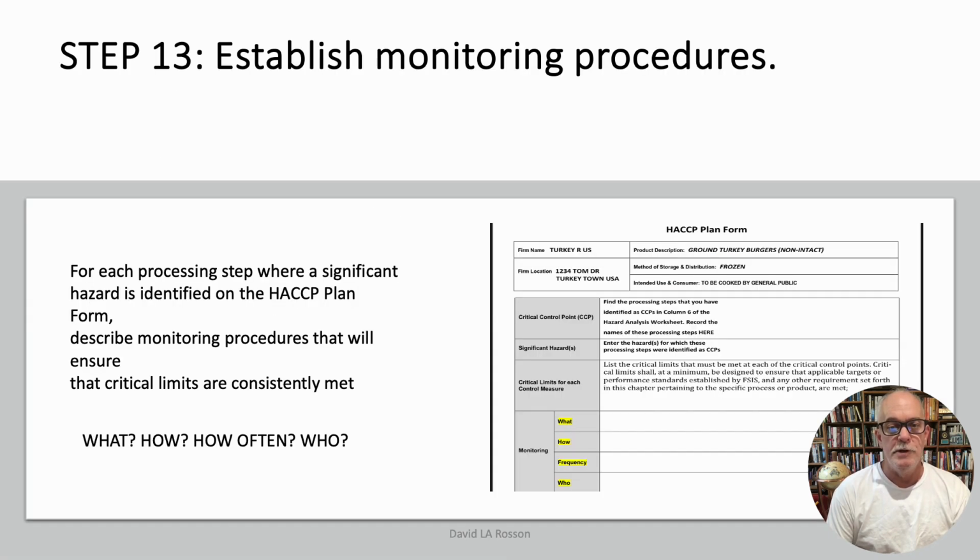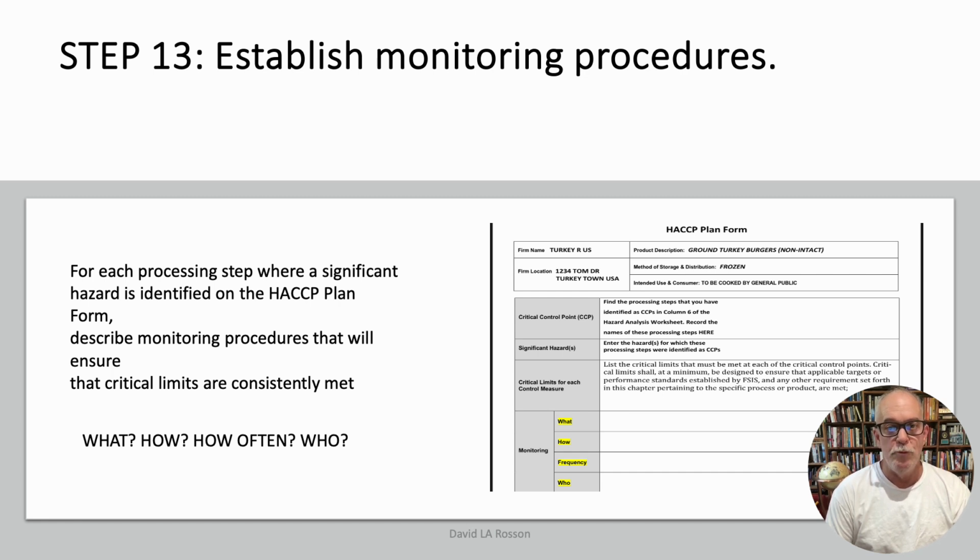Now that we said we're going to do something, this critical limit to control this hazard at this CCP, we have to monitor it. We have to make sure we actually do it. And we have to produce a document, a record. We have to do step 13. We have to do our monitoring now. Typically the monitoring is made up of 4 questions. What are you monitoring? How are you monitoring? How often are you monitoring? And who is monitoring? So you're monitoring your critical limit at your CCP for the particular hazard.